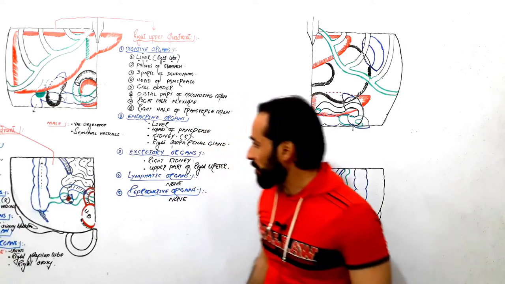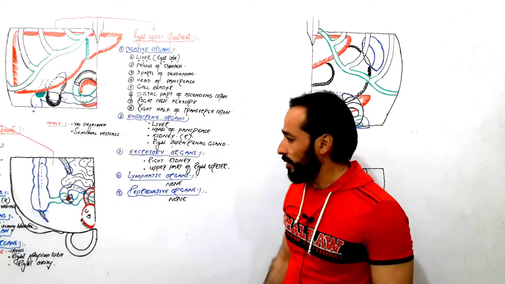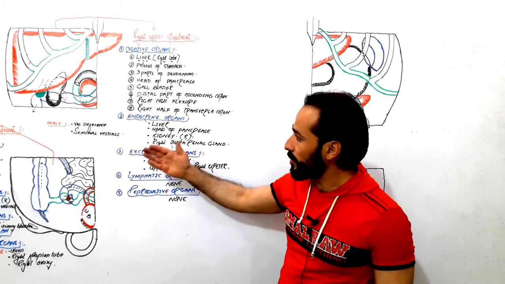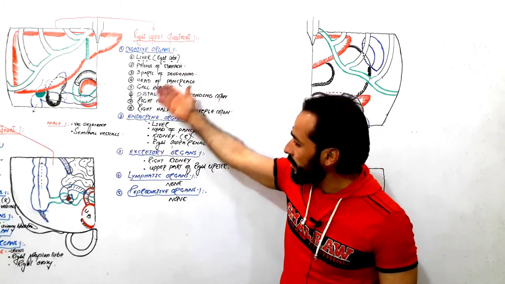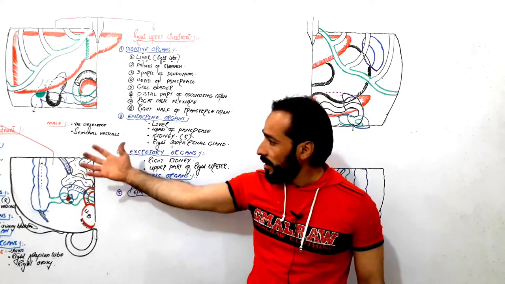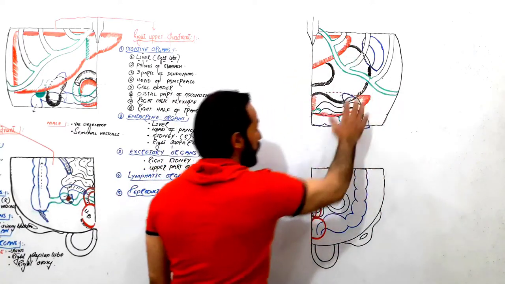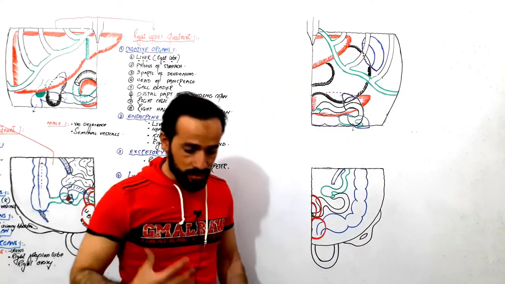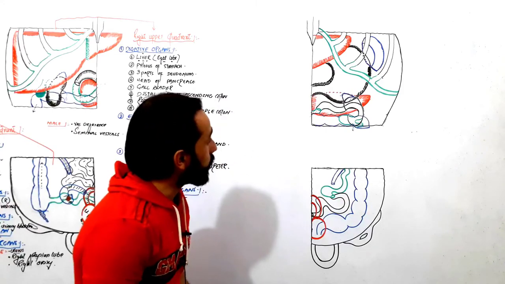As we are discussing the organs in each quadrant of our abdominal cavity, up to now I have discussed the organs present in the right upper quadrant. Then we discussed the organs present in the right lower quadrant. Now let us focus on the organs present in the left upper quadrant of our abdominal cavity, right friends? So let's go further.